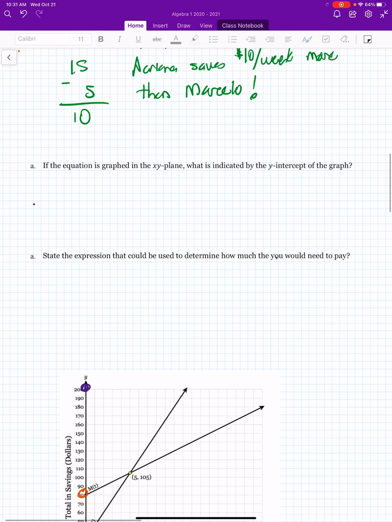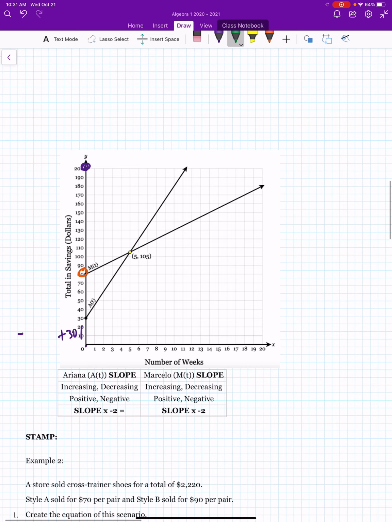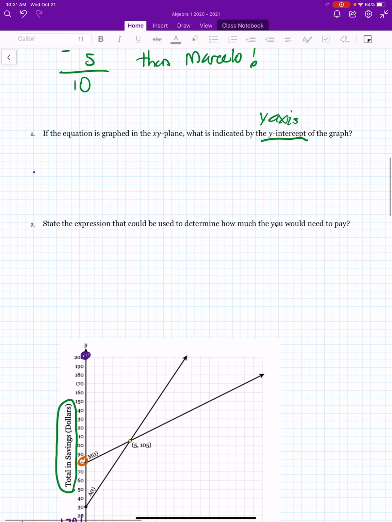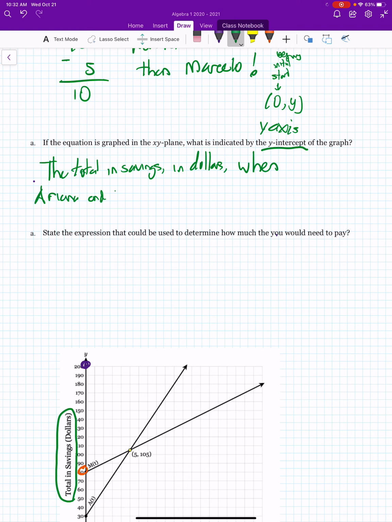That's our unit. So if the equation is graph xy, what is indicated by the y-intercept of the graph? When we look at the y-intercept, we have to look at the y-axis. What does the y-axis say? The y-axis says total savings in dollars. So right here I write the total savings in dollars. Again, the y-intercept deals with when x is 0 and whatever that y value is. So this means it's the starting, the initial, when it begins. So it's the total savings when Ariana and Marcelo start to save. It's like their day 1, or day 0 rather.